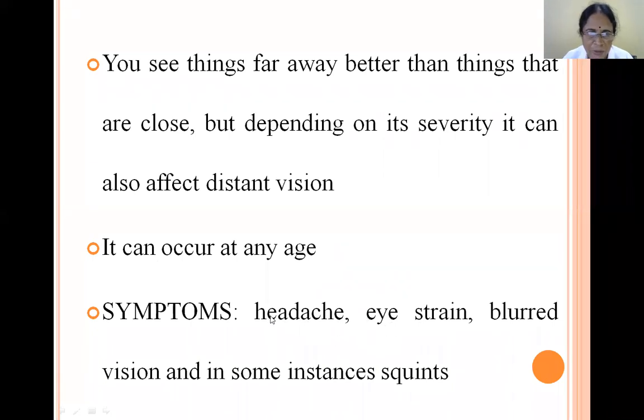Symptoms: because you are accommodating abnormally, trying to focus the image on the retina, there will be a headache. The muscles of the eye, the extraocular muscles, will be straining. Eye strain will be there, you feel like there's some stress on your eye, and there is blurred vision in some instances. Squint can also be seen.